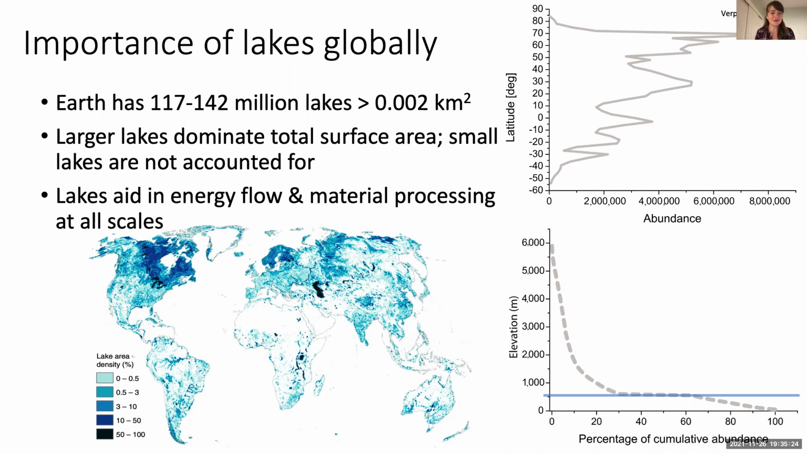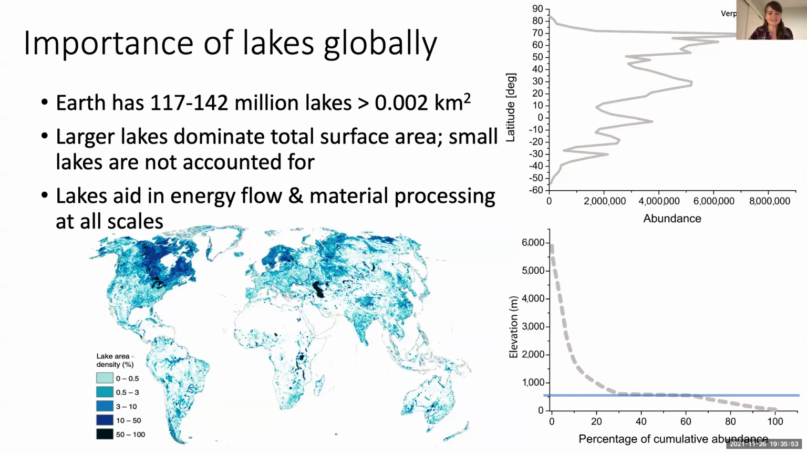But we do know now that the highest concentration in surface area of lakes is at the Arctic and boreal latitudes, so that's up here at 45 to 75 degrees from the Earth's equator. And we also know that lake size decreases drastically across elevation. 85% of lakes are located at lower elevation, below 500 meters above sea level. So 85% of lakes are just in that small elevation gap.